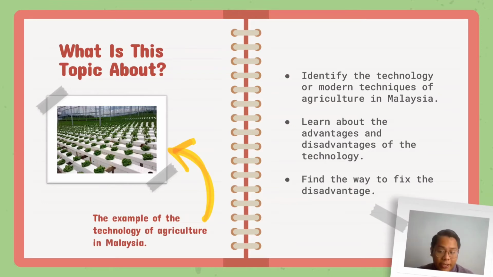As I mentioned earlier, I already said about the content in my topic for today. So now I want to talk about the details in my topic for today. I want to identify the technology or modern techniques of agriculture in Malaysia, learn about the advantages and the disadvantages of the technology, and find a way to fix the disadvantages.